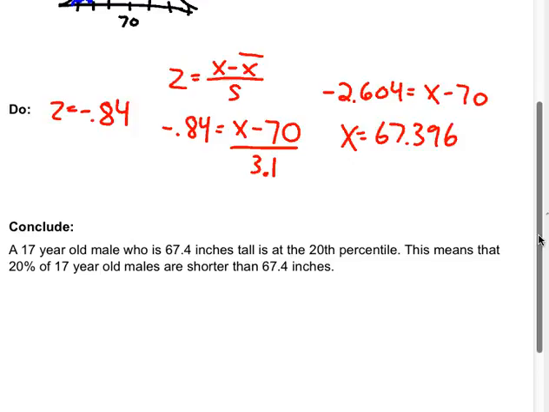Okay, so to thoroughly describe what we just found, that tells us, okay, 20th percentile is at what point is 20% of the data less than the observation you're talking about. And in this case, we calculated that to be the 67.4 inches.